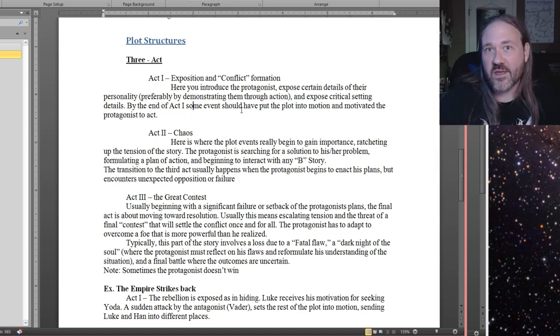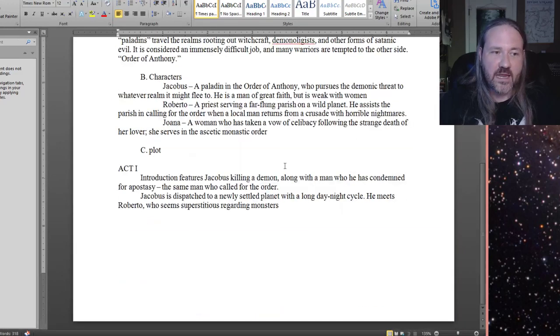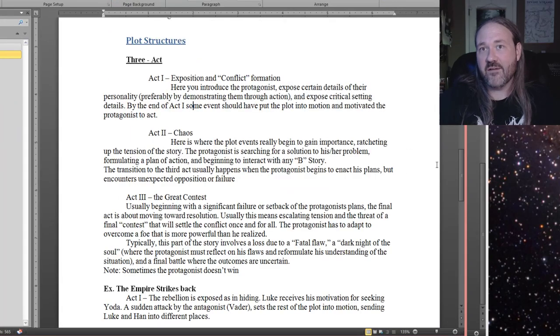Now, I'm actually not going to do that on my book. On my book, I'm going to have a completely expositional scene to introduce it. Then we're going to have the primary conflict get established.